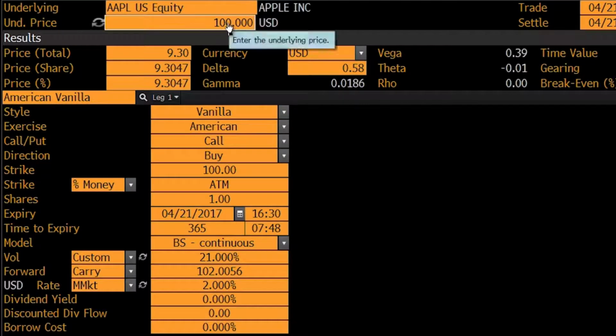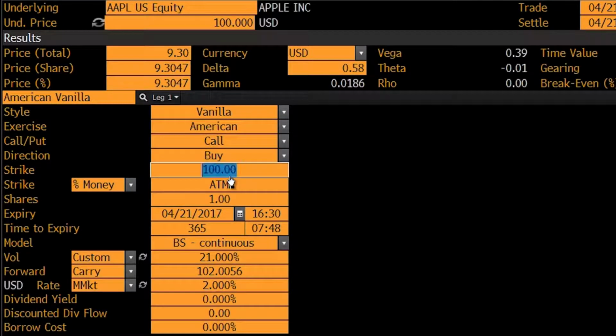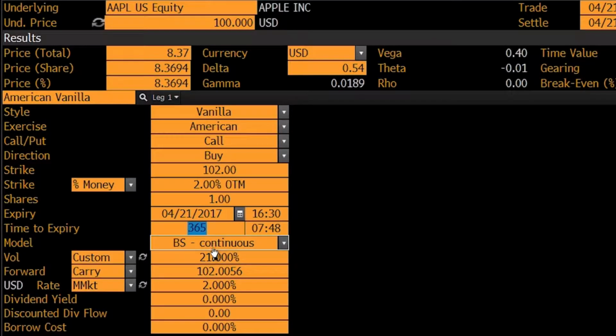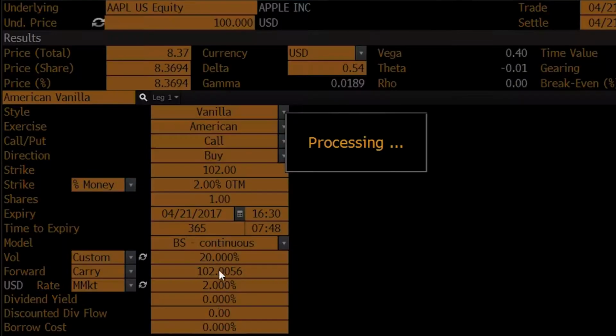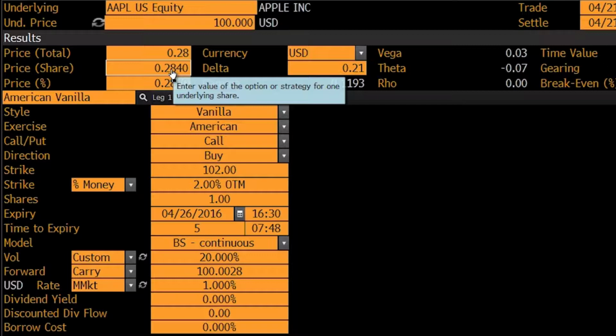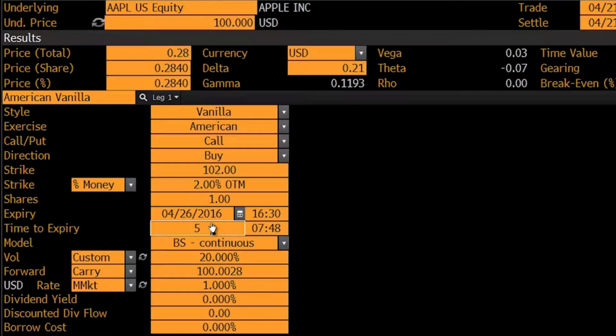Question 2, the underlying is still 100. This time the strike is 102. Forecasted volatility of 20%. This time the rate is 1, dividend yield is still 0, and now there are only 5 days till option expiry. This gives me an option price of just 28 cents. That's what the option would be worth. That is 5 days. That's part A answered.